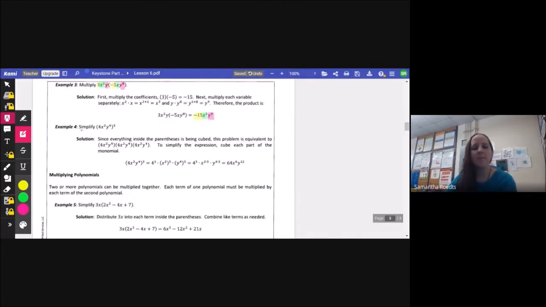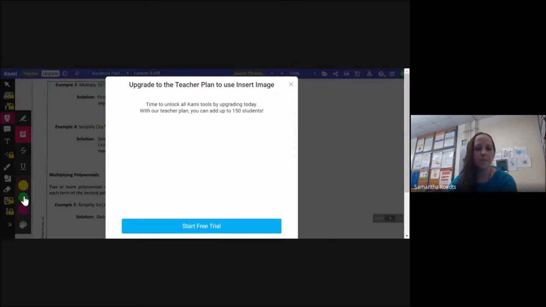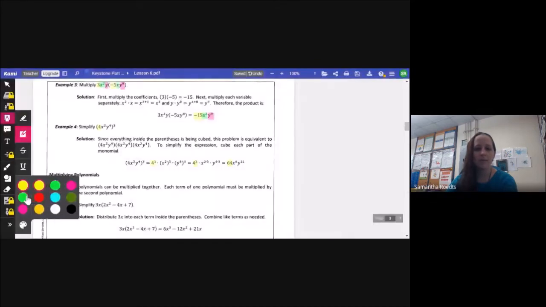Okay. Example 4, simplify 4x squared y to the 4th, all raised to the 3rd power. So the first thing I need to do is look at the 4. I'm going to raise the 4 to the 3rd power. So I see 4 to the 3rd. 4 to the 3rd is 64. And I'm going to look at the x squared. So the x squared to the 3rd power is really saying x to the 2 times 3 power.